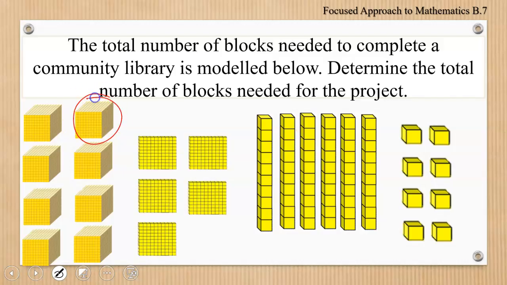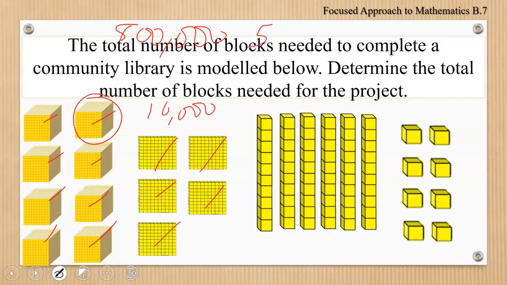Knowing this as our 100,000, how many of them do we have? We have 1, 2, 3, 4, 5, 6, 7, 8. That means we have 800,000, because each one is supposed to be 100,000. We know this one to be 10,000, right? And we have how many of them? 1, 2, 3, 4, 5, which means we have 50,000, because they're supposed to be 10,000 each.